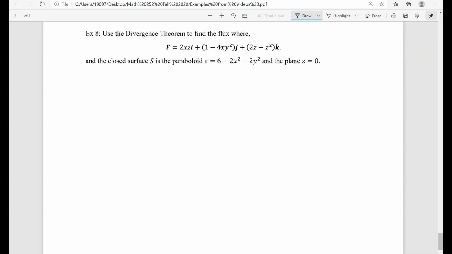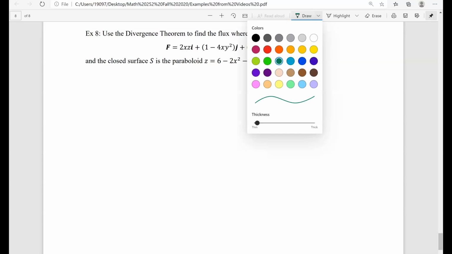So this is going to be the last problem. We're still going to use the divergence theorem over this vector field to find the flux of this closed surface. So we have a paraboloid and we have a plane z equals 0. It'll be a lot easier, but the integration can be a little bit tricky too. That's why I'm giving this problem. Let's first start off with the surface itself.